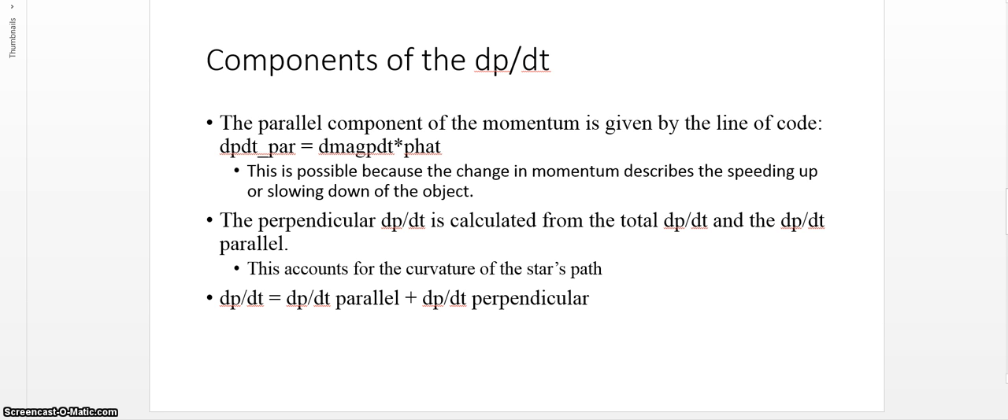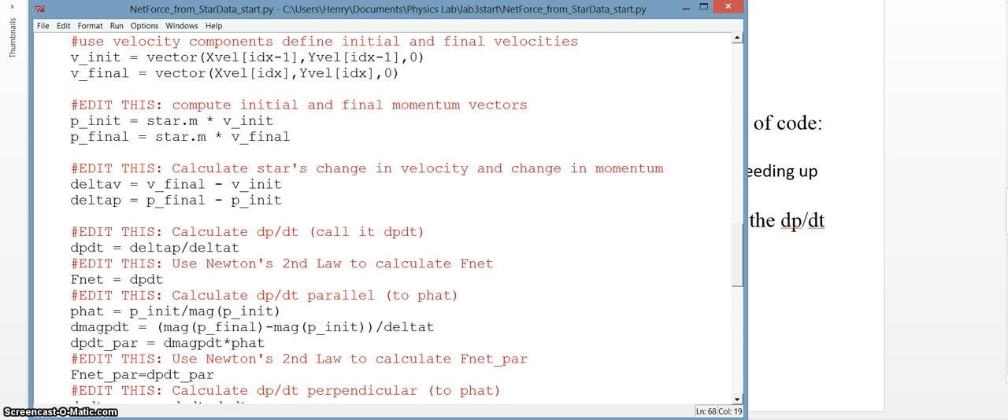The perpendicular dp dt is calculated by subtracting the parallel component of the dp dt from the total dp dt. After setting some initial conditions, I changed some lines of code in my Python model to find the dp dt, Fnet, and their respective components.